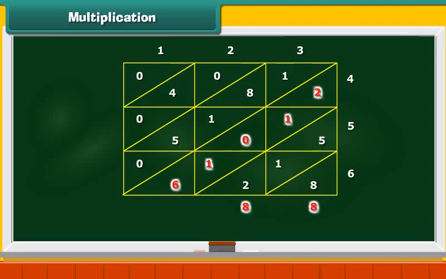The third diagonal has 5 elements, 2, 1, 0, 1 and 6. Their sum is 10. Write 0 and carry over 1 to the next diagonal. It has 5 elements: 1, 8, 1, 5 and 0. Their sum is 16, including the carry over 1. Write 6 and carry over 1 to the next diagonal.